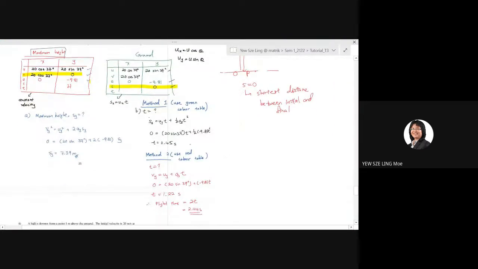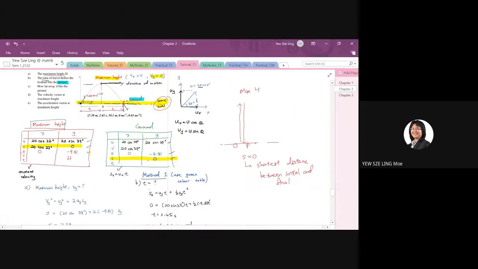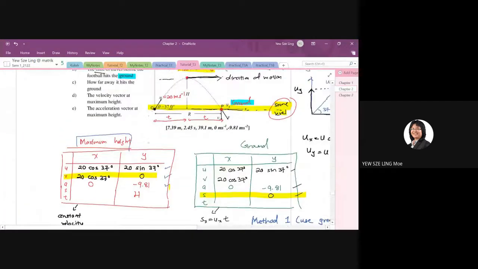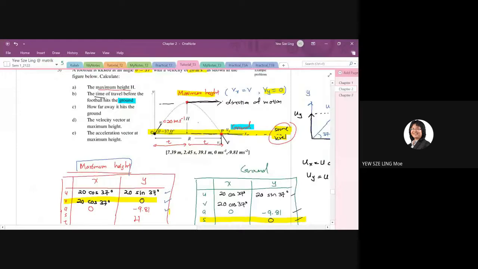Any other questions before I proceed to question C? Question C, D, E is actually very simple. No? Good. If no questions means you understand, that is very good. So let us go to question C.